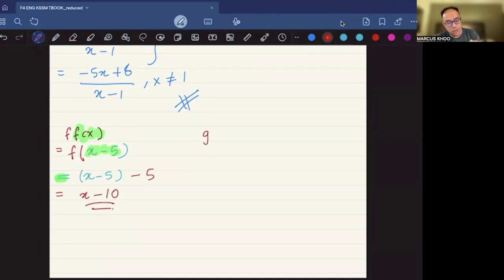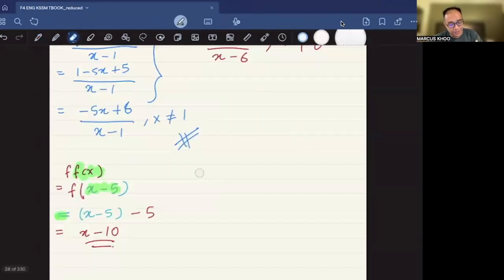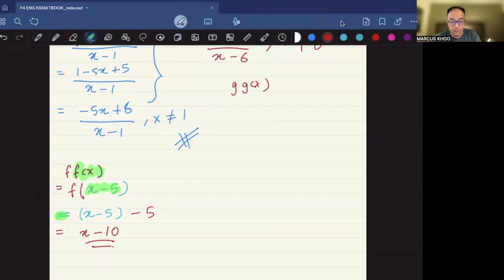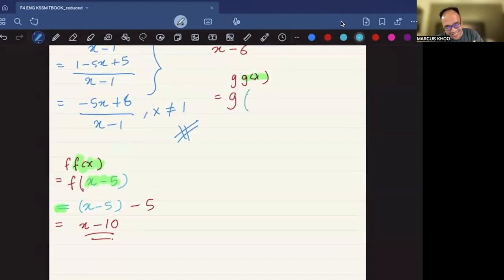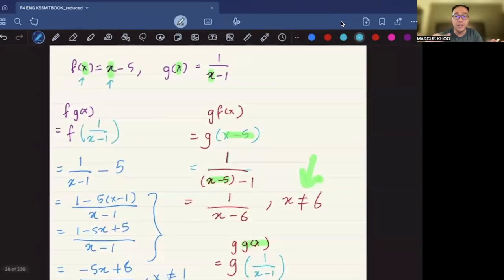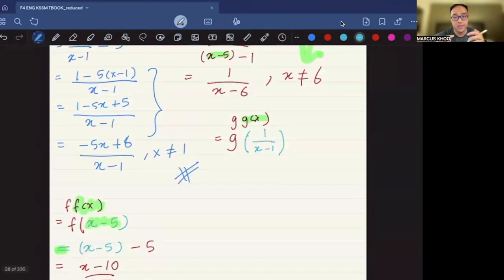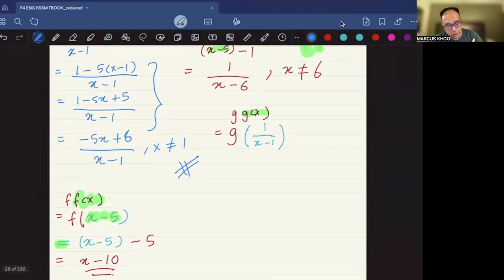And finally, g(g(x)). I'm going to need a lot more space for g(g(x)). Once again, this is the object. Let's put in the object first. So g, our object is 1 over x minus 1. This is our object. The g function is 1 over object minus 1. So now our object becomes like this complicated monster. No worries, let's see how it goes.